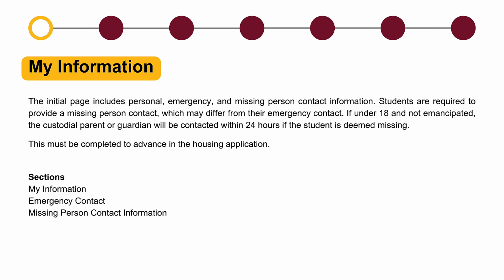My Information. On the My Information page, you will input your personal emergency and missing person contact information. Students are required to provide a missing person contact, which may differ from their emergency contact. If under 18 and not emancipated, the custodial parent or guardian will be contacted within 24 hours if the student is deemed missing. This section must be completed to advance to the housing application.